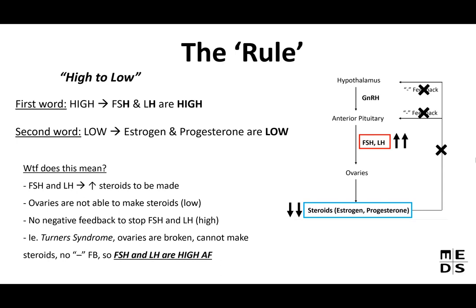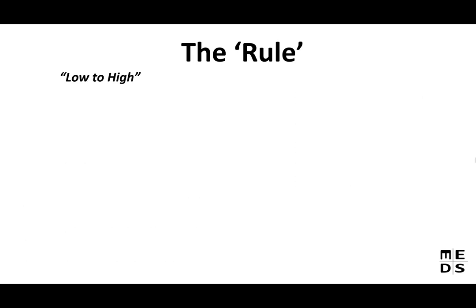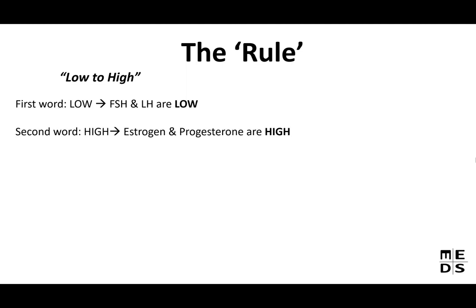This will make more sense in more graphics, but I just want you to get the sense of what the high to low part of the rule is. So now, what I just said, when they switch, this is going to be low to high. Remember, the first word is low, and that pertains to FSH and LH. These are going to be low later in the menstrual cycle. The second word, which is going to be high, regards the steroids, which are estrogen and progesterone. So again, what does this mean?